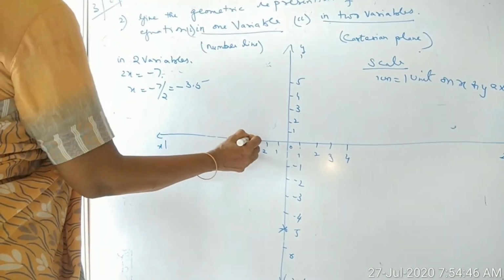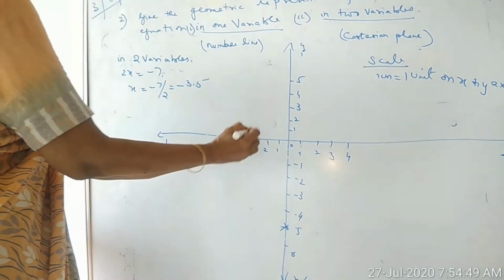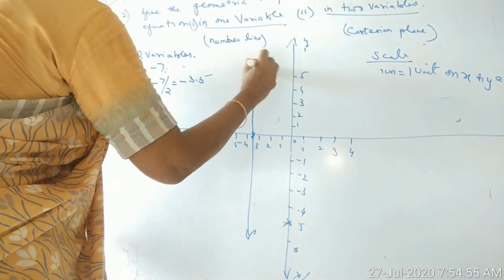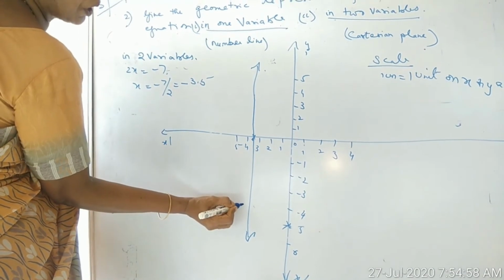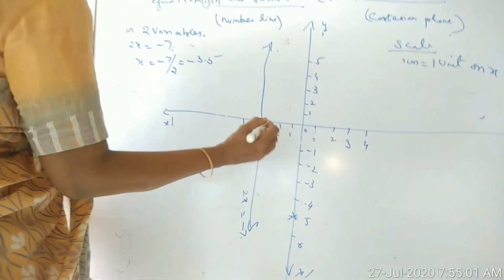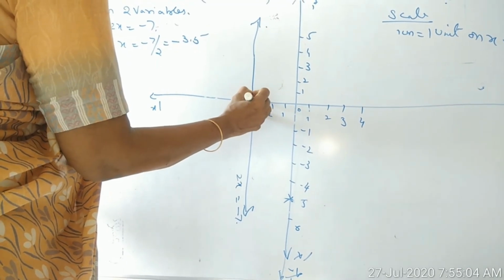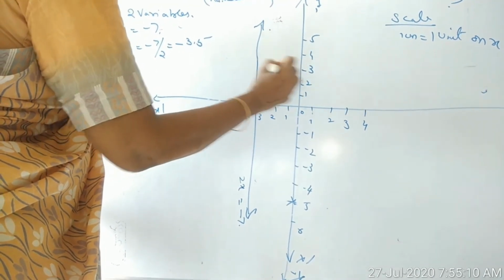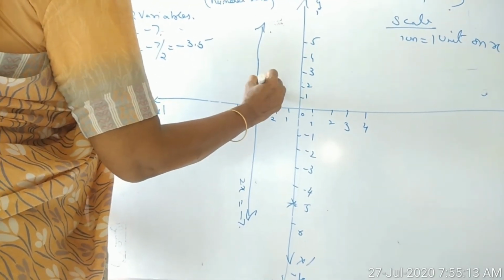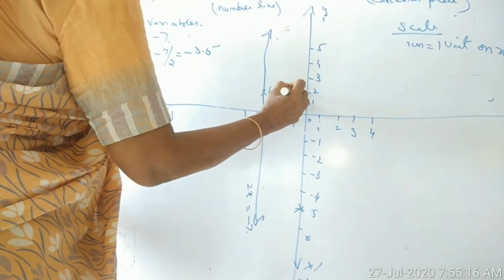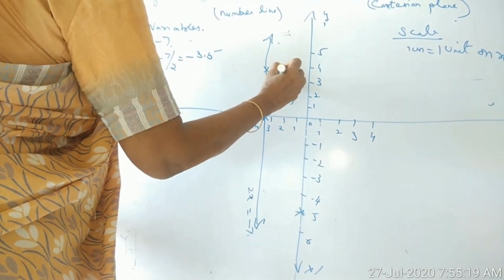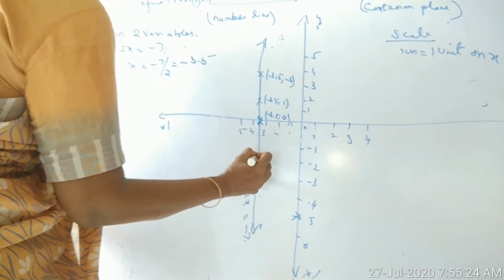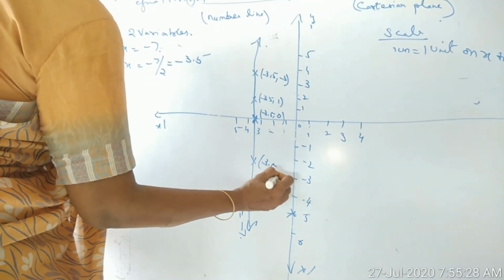Where is minus 3.5 on the x-axis, children? So this is the line parallel to which axis? Y-axis. Write the equation on the line, children. 2x is equal to minus 7. Yes, when the equation is x equal to, it is a line parallel to which axis? Y-axis. You can take some points, children. Minus 3.5 comma 1. Minus 3.5 comma 3. Minus 3.5 comma 0. Minus 3.5 comma minus 3.